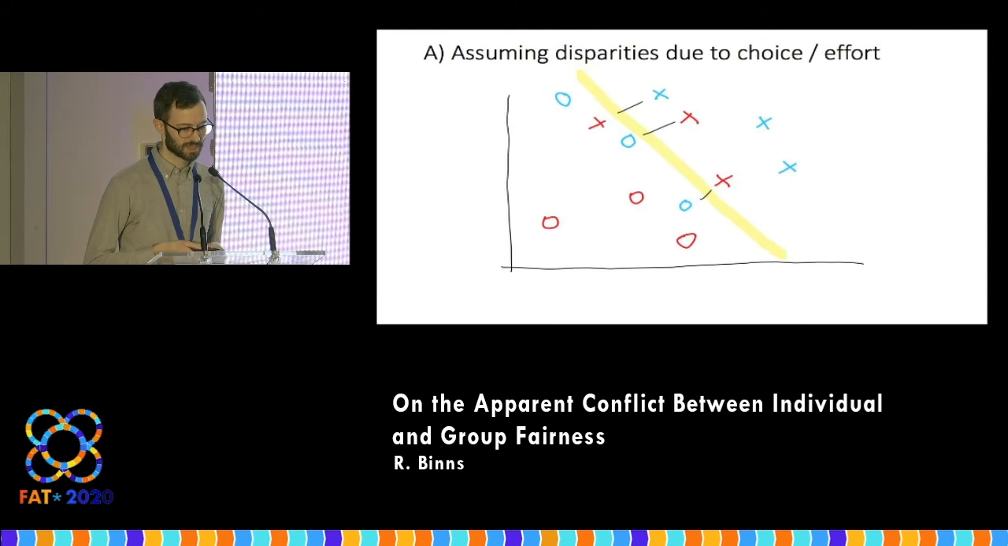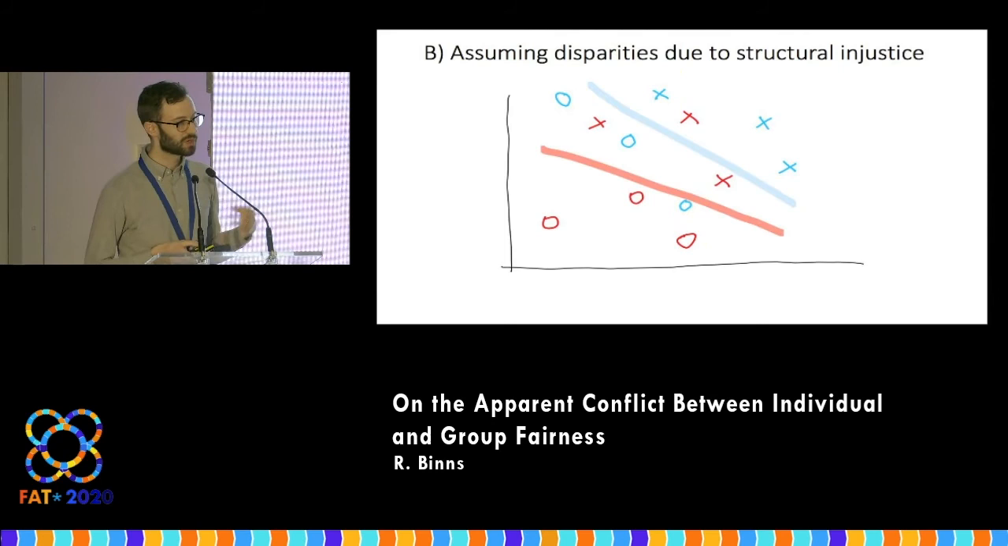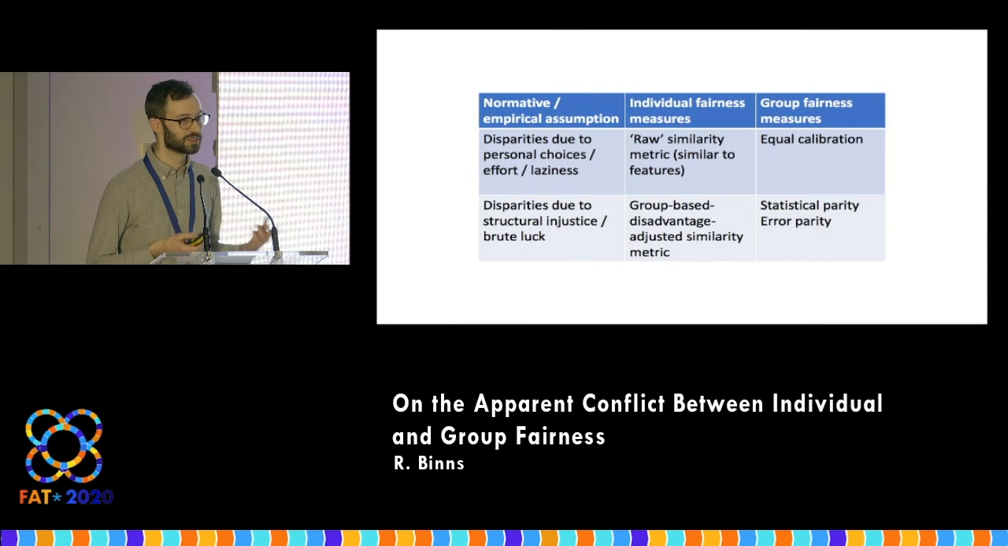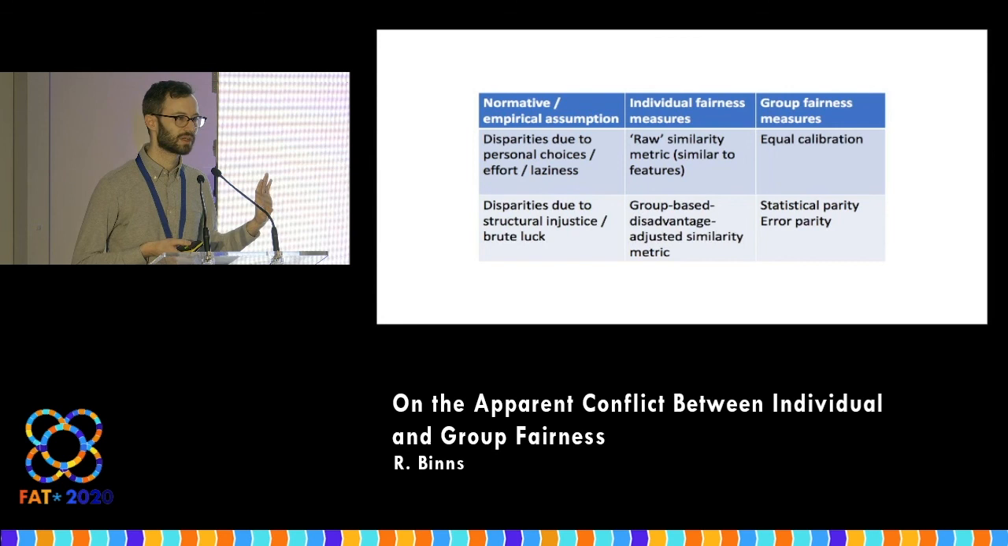I'm going to skip through these last few slides. Whichever assumption we make, it's possible to find a version of group fairness or individual fairness that will correspond to that assumption. And personally, I think that the second assumption, that disparities are due to structural injustice, is usually the right one. But when we're arguing about individual versus group fairness, that's the less significant question. The significant question is which normative or empirical assumptions we're going to make.